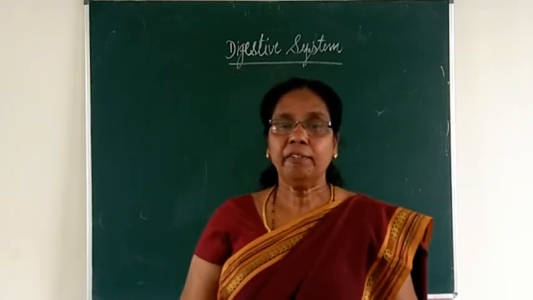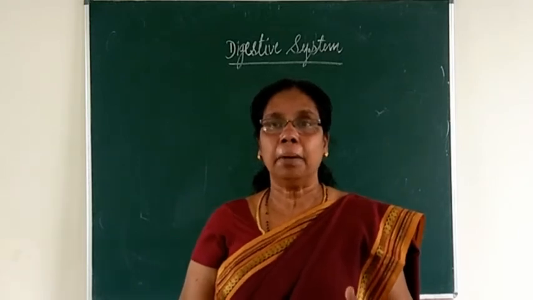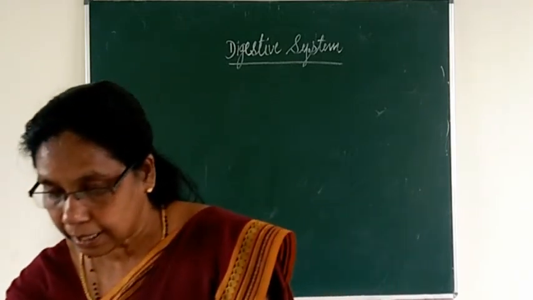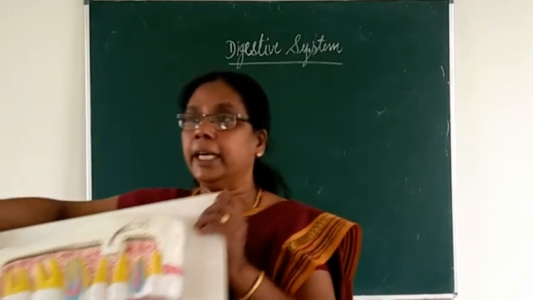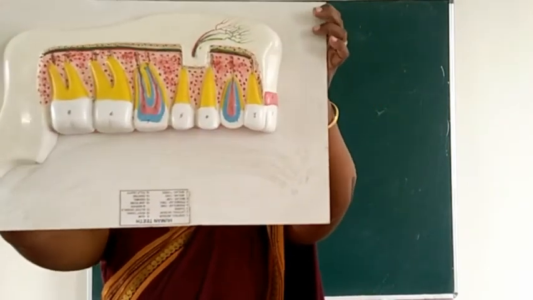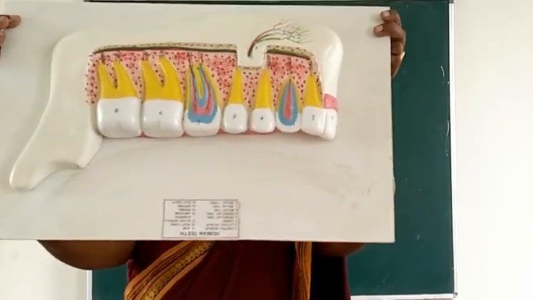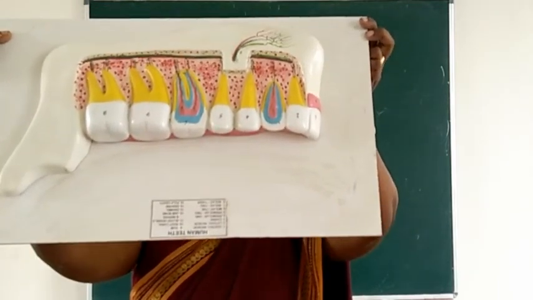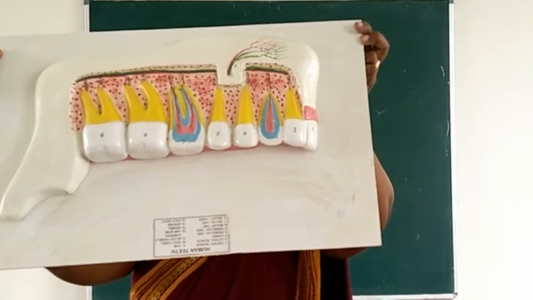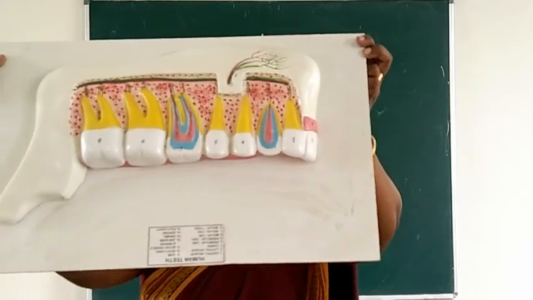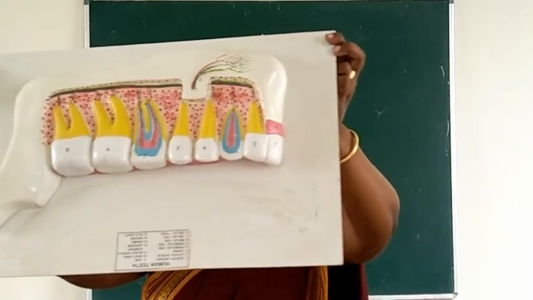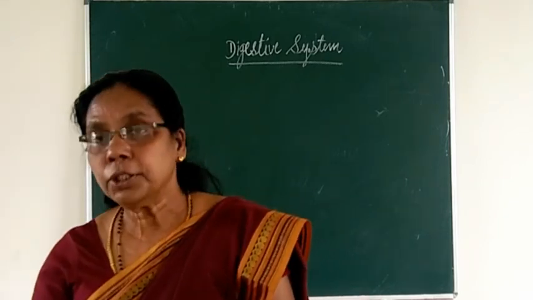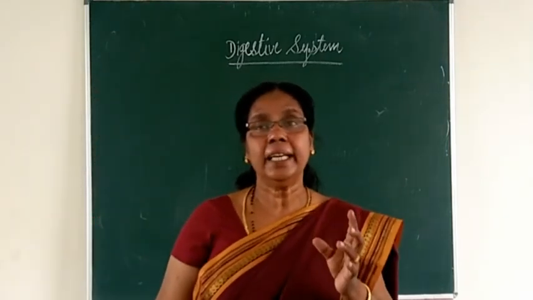The teeth have a very special role. They cut, break, and chew, all these things they are doing in the mouth. See, this is the structure of the teeth. Here you can see different types of teeth. They cut and break the food into smaller bits, and then enzymes act upon these foods. And the teeth also help in speaking.